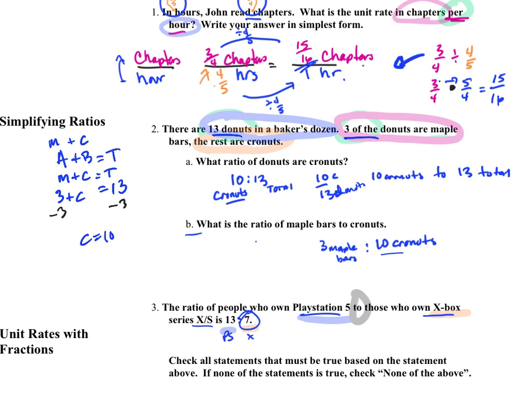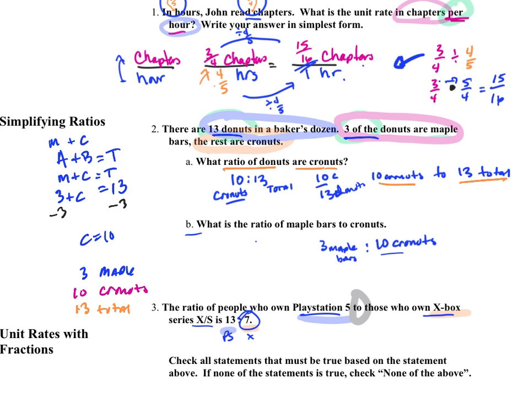So it might be valuable for you to just write that out. Look, I have 3 maple, and I have 10 cronuts, and I have 13 total. Okay? Because then we're talking, what ratio of donuts are cronuts? That could be written better, but we're going to say how many are cronuts to total. So that's going to be 10 cronuts to 13 total, right? For every 13 donuts, we have 10 cronuts.